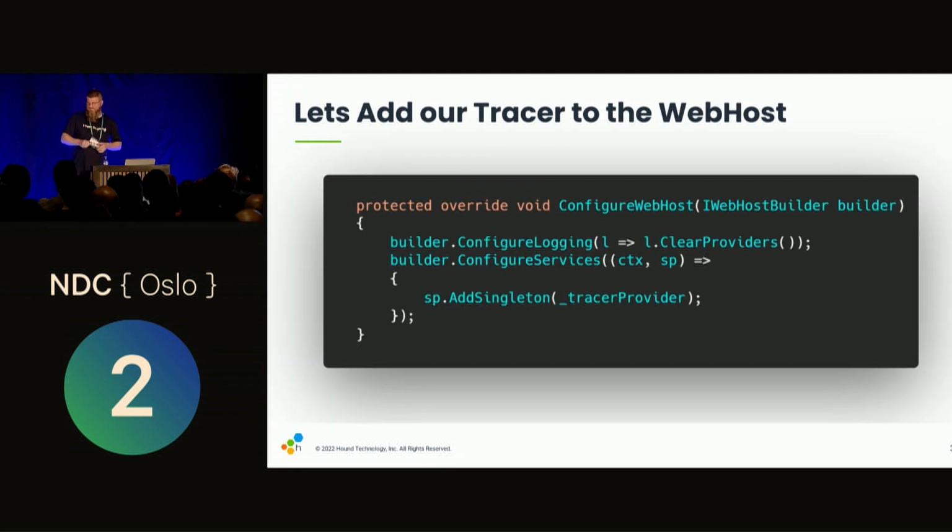Okay. So the other thing you need to do is once you've got your tracer, you then need to use configure services. So if you're using the Web Application Factory, you have access to inject more services. So yes, the stuff that you've defined in your program and startup.cs, whatever you're using, those are still there. But you also have a hook to add more services in. So we're going to add in the tracer provider.